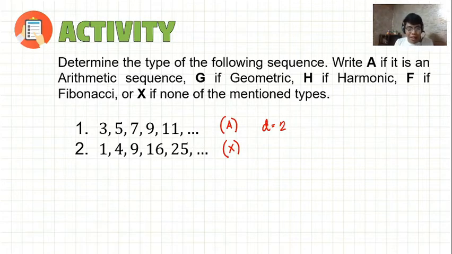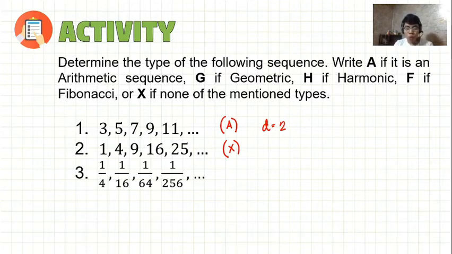Now, harmonic ba yan? 1 over something and dapat arithmetic. Hindi nga yan arithmetic, automatic, hindi rin yan harmonic, right? So, hindi rin siya fraction form. How about for Fibonacci? 1 plus 4, the next number should be 5, right? So in this case, hindi siya Fibonacci. Therefore, it is none of the mentioned types. So your answer must be X.